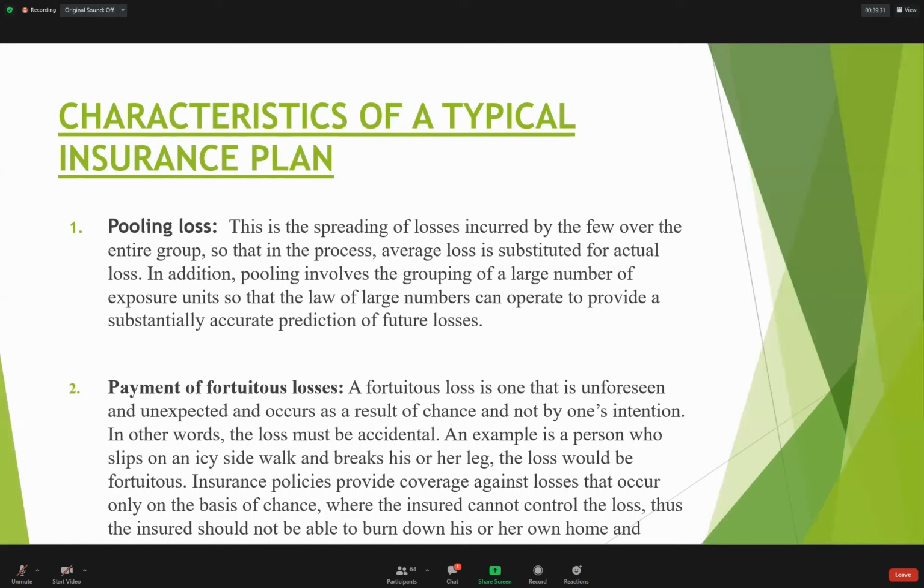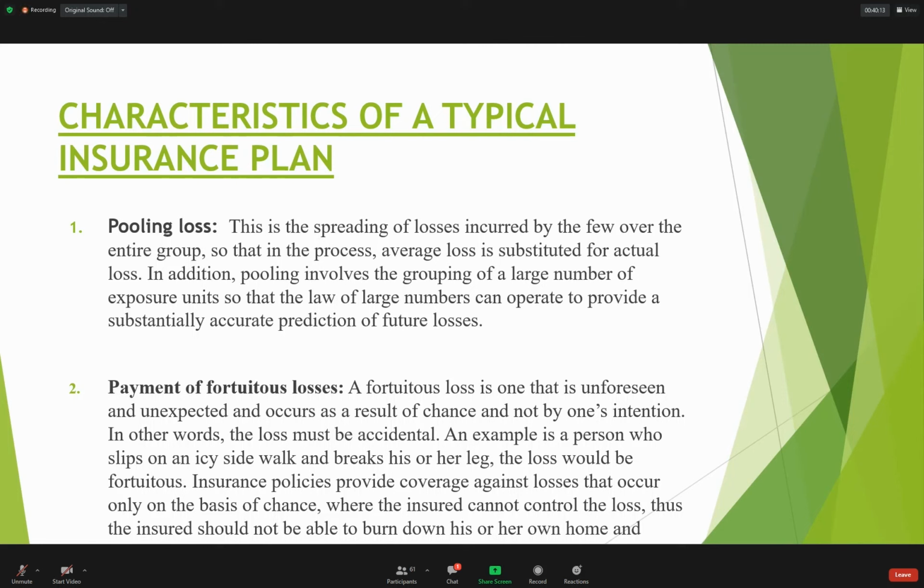So going on, we understand that pooling of losses is the spreading of losses incurred by the few over the entire group. What this typically means is that, for example, a state, city, or government could join together to create a risk pool for workers' compensation insurance. That's an example of pooling of losses. And when we're talking about the payment of fortuitous losses, it's a loss that is unforeseen. Those can be caused by accidents, because sometimes you don't know if you're going to face any accident that's going to come our way. Those kinds of losses are the fortuitous losses.